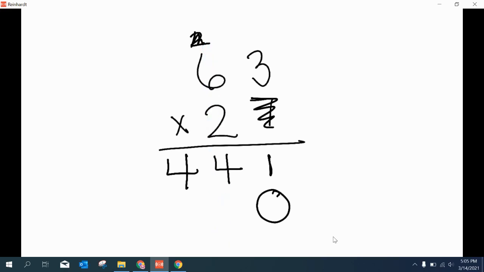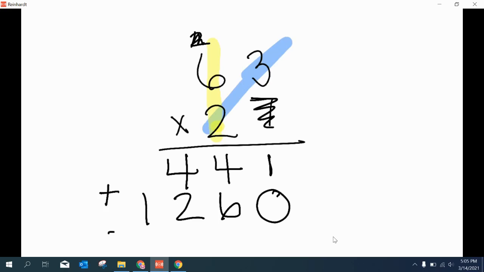My next part is 2 times 3. What is 2 times 3? Well, I know 2 times 3 is 6. So I put my 6 right next to my placeholder. Then I need to multiply by one more number. What number hasn't been multiplied yet? The 2 is not multiplied by the 6. Sorry, 2 times the 6. 2 times 6 is 12. So I put my 2 and my 1, because if I put 1, 2, it'd be 21.